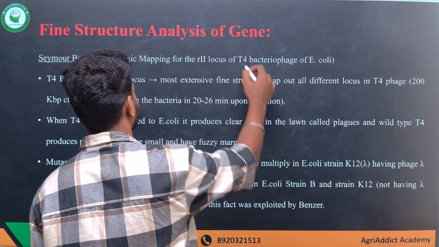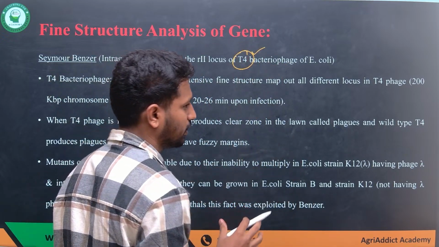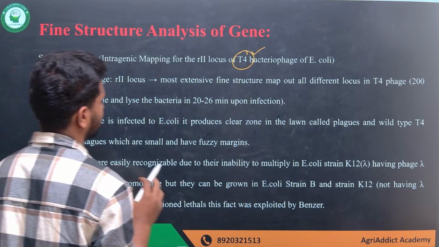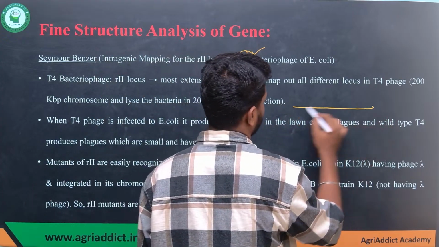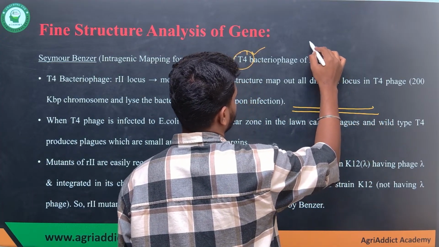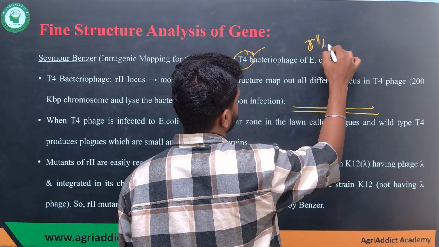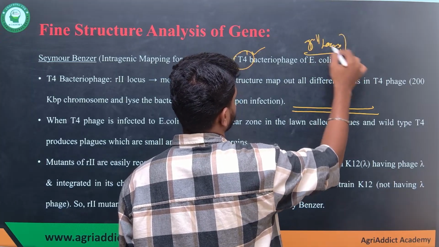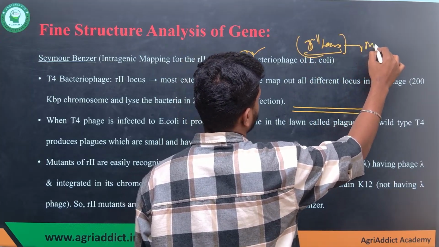Yes, remember it is T4 bacteriophage. Now, in this analysis, what he has done, he has mapped all the different mutants of the R2 locus, the mutants that are present in the R2 locus.